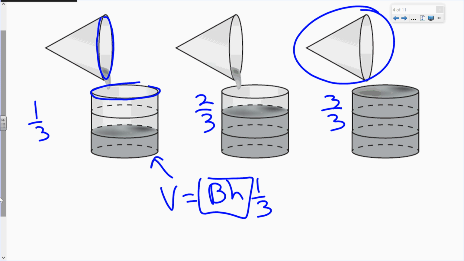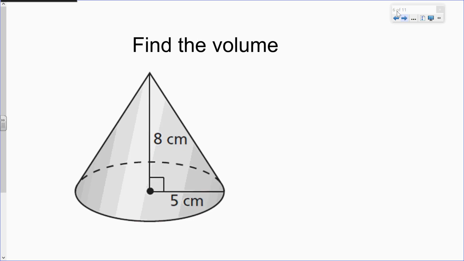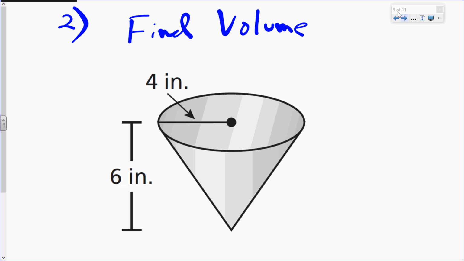So that's why the cone formula for volume is going to be, as you see on your reference sheet, 1/3 the area of the base times the height. Because it's assuming you have a cylinder, it's going to be 1/3 of it. That's the logic. We don't have to be afraid of fractions. You know how to do fractions. Come on now. There we go.